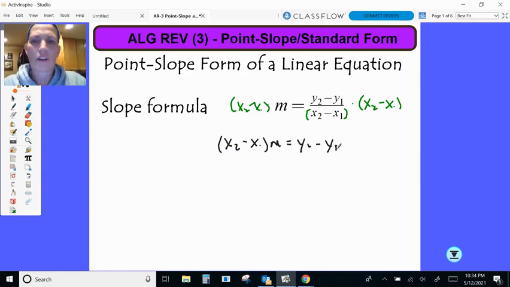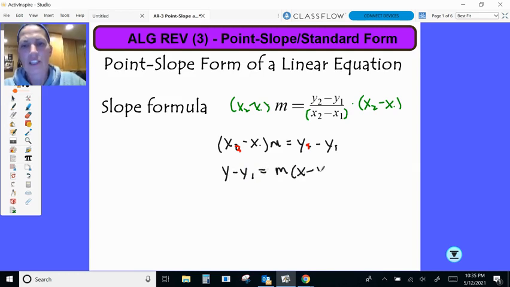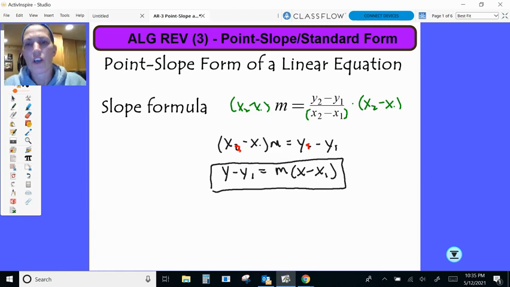Now, if we only have one point here and we just get rid of this x2 and y2, and we just have one point, and I'm going to bring around here and say y minus y1 equals my slope times x minus x1, and just rearrange those things. This is what's called my point slope form. So it's really the same thing as my slope formula. We just move some things around. We multiply both sides there.